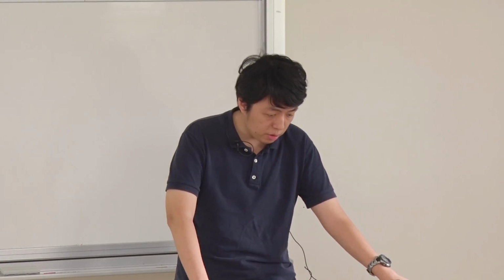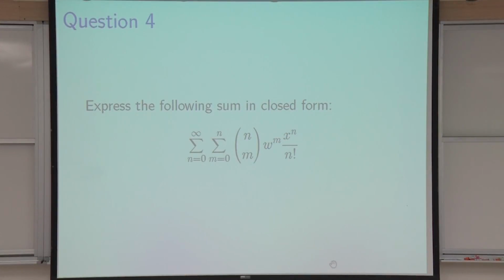So question 4 asks you to express the following sum in closed form. By closed form, we mean the number of operations is not related to the numbers here. For example, because we have n here, in this form the larger n is, the more operations we need.